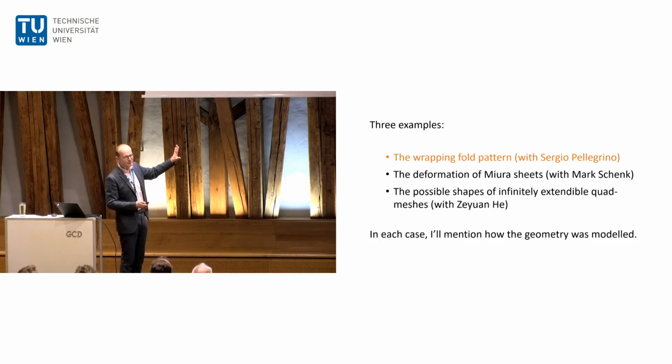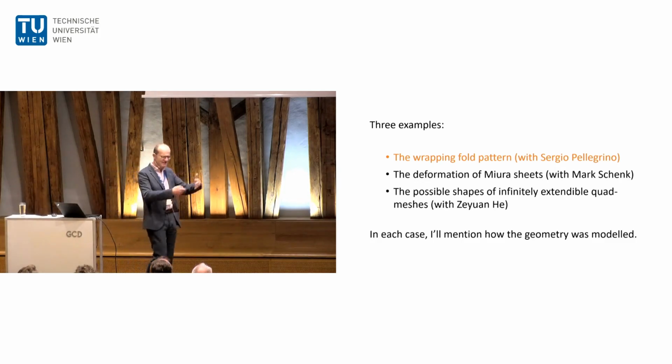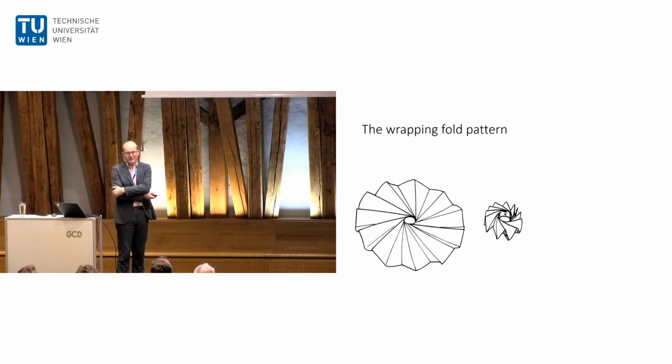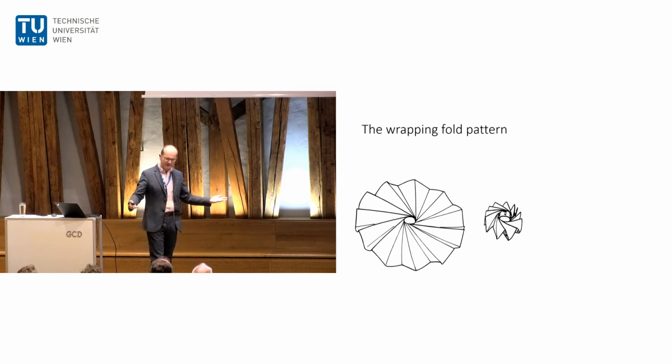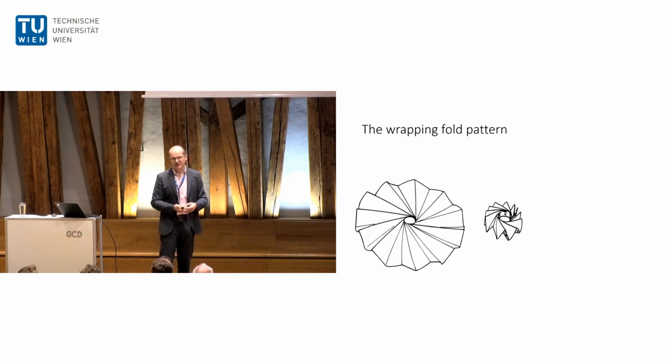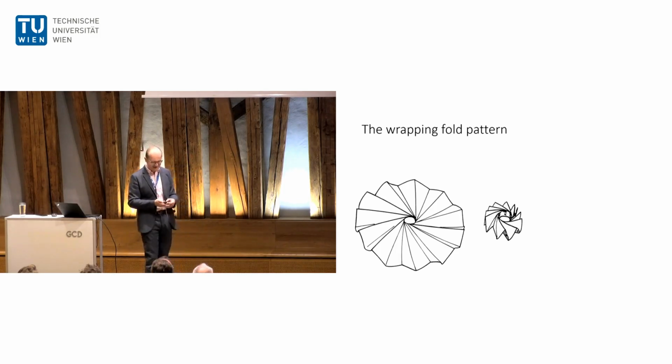And in each case, I'll try to mention a little bit to give a theme to the talk about how the geometry has been modeled in each case. So this was something that I did in my PhD. This was a way of folding up a flat sheet by wrapping it around a central hub that it turned out had been around, it's been suggested lots of times since the 1930s, I think, was the earliest example.